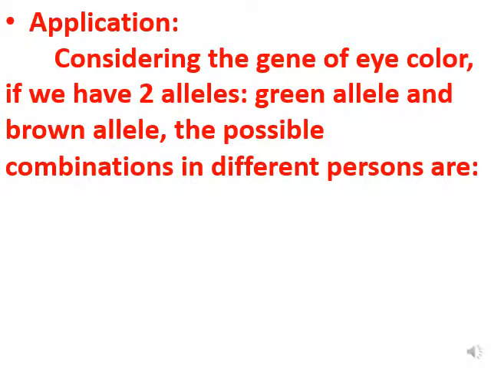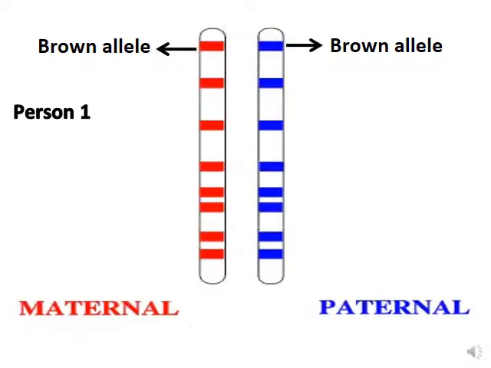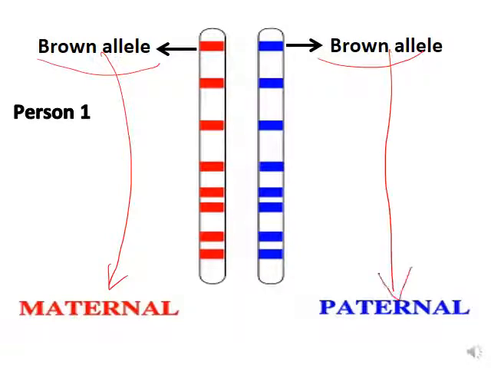Moving to this application. Considering the gene of the eye color, we have two alleles: the green allele and the brown allele. So the possible combinations in different persons: first of all, maybe we have a brown allele and a brown allele. The first one is from the maternal origin, from the mother, and the second one is from the paternal origin, from the father. So one from the mother and one from the father. So this is the first choice.